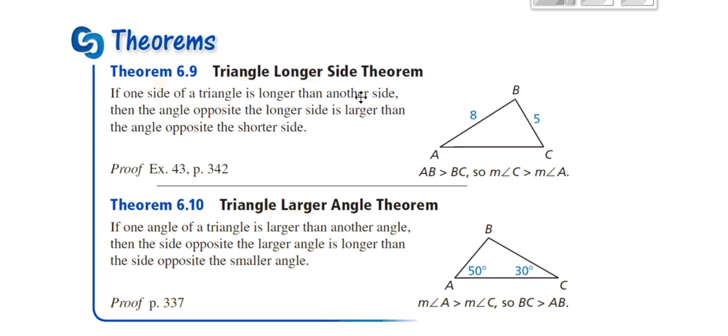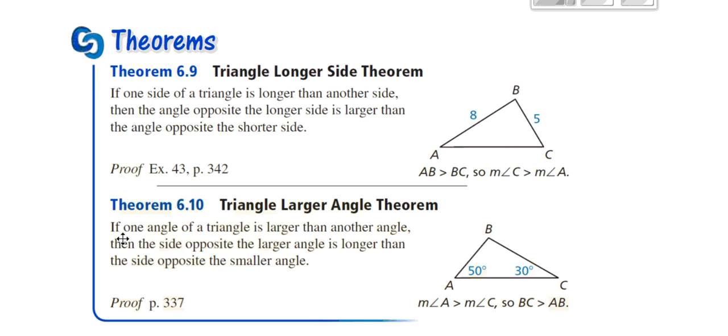The triangle longer side theorem says if one side of the triangle is longer than the other side, then the angle opposite of that is larger than the angle opposite the shorter side. Here we see 8 is larger than 5, so side AB is greater than BC. So we can also say the angles opposite of them: angle C is opposite of 8, so it is greater than angle A, which is opposite of 5.